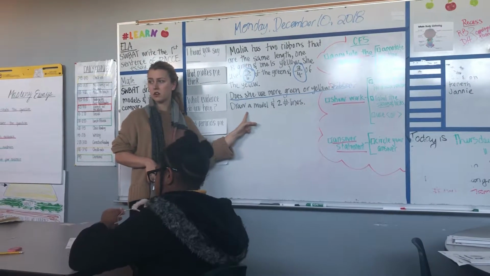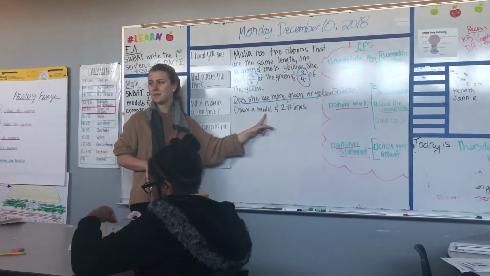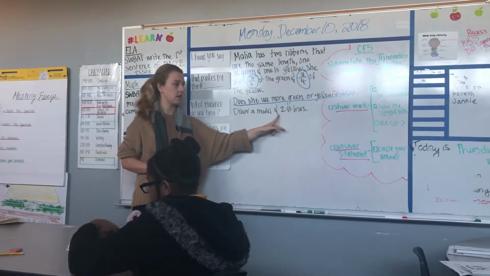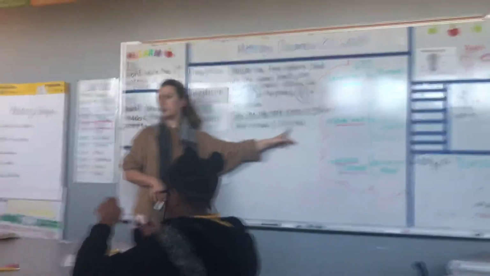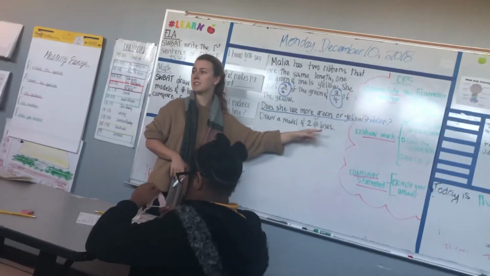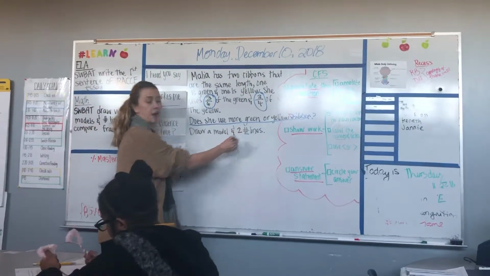Draw a model and 2 number lines. This is a sign for number.